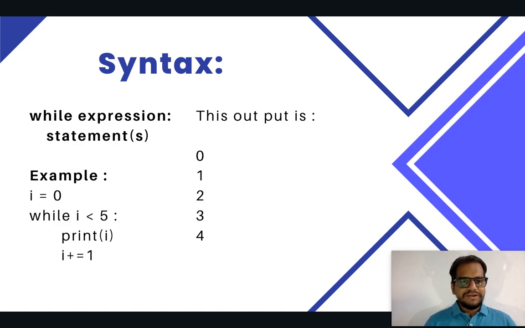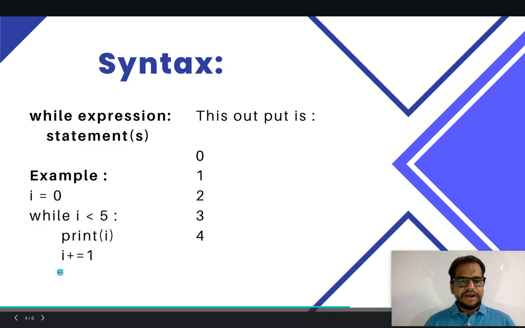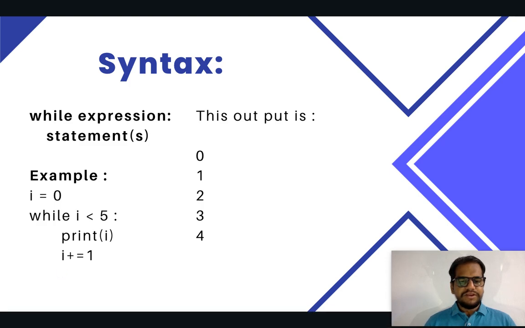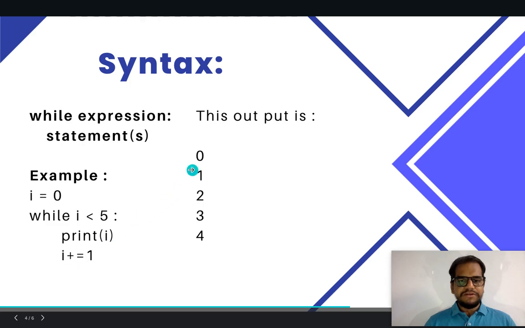The syntax is: while expression, or we can say condition, and then the statements we want to execute. For example, i = 0, while i < 5. It means 0 is less than 5, so this condition is satisfied. Then it prints i, which is 0. Then we store i += 1, using the assignment operator. So i's value is now 1, and we already printed 0.